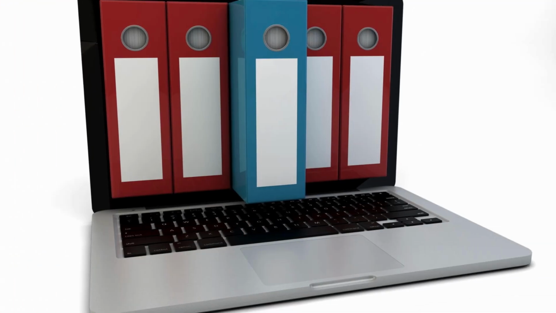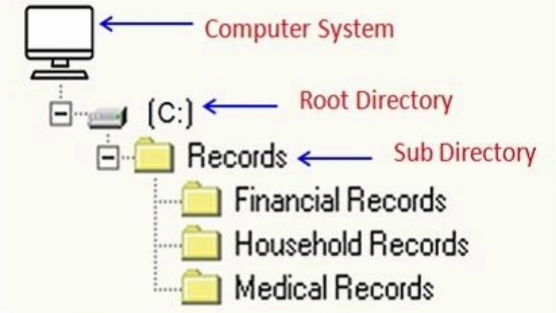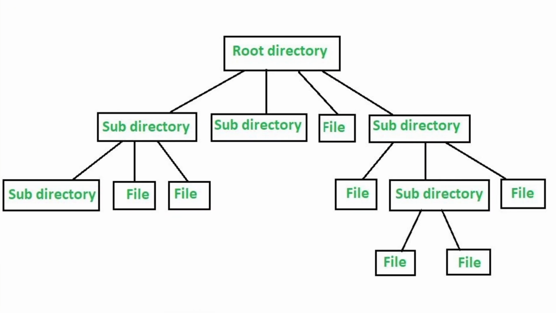Now comes an important concept called a path. A path tells us the exact location of a file inside the computer. It is like an address that helps the system find the file quickly.